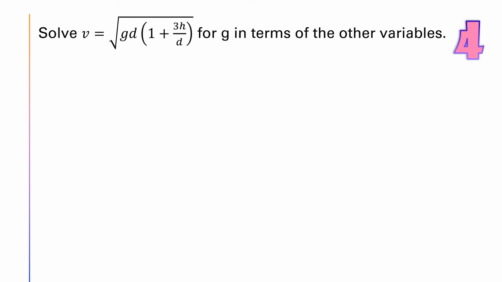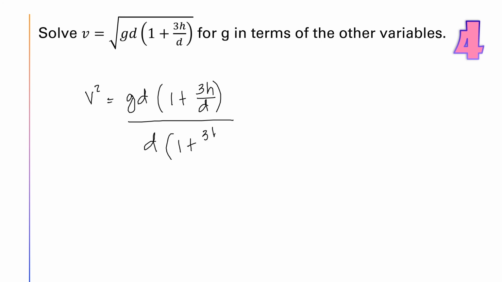Number 4. We begin by squaring both sides of this equation. So we will have V squared is equal to GD times the quantity 1 plus 3H over D. And then we divide both sides by D times the quantity 1 plus 3H over D. So that D times 1 plus 3H over D cancels on the right hand side.